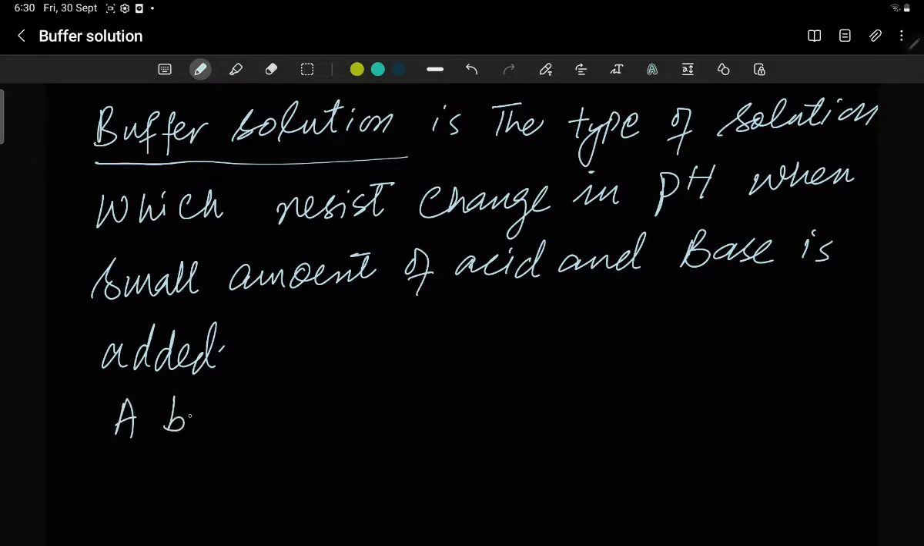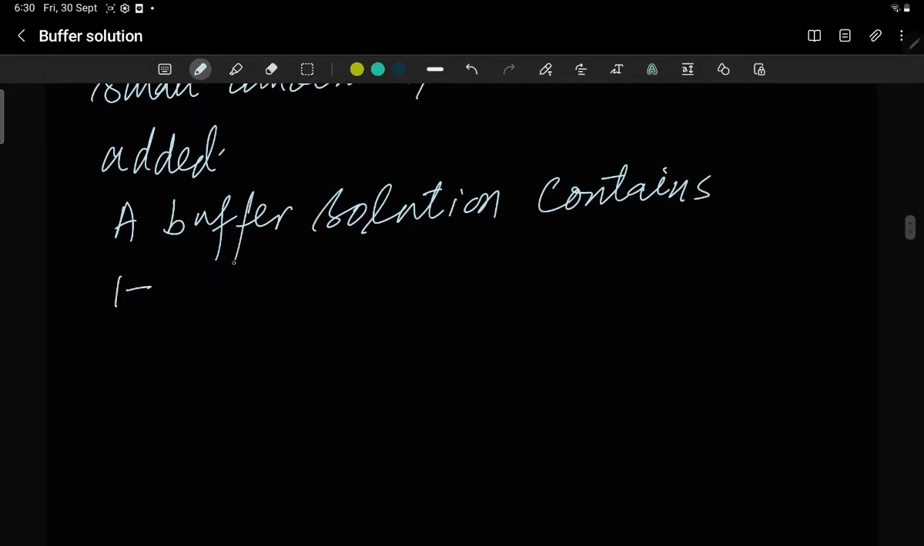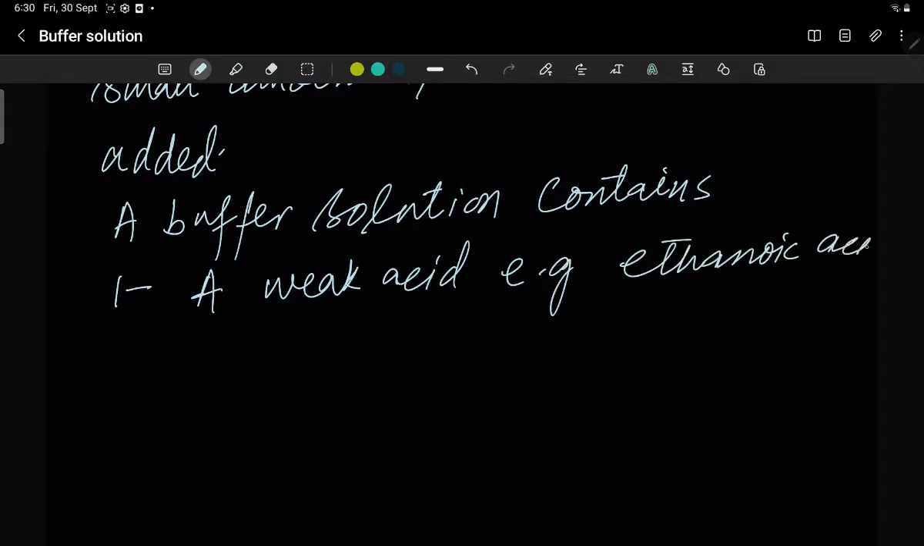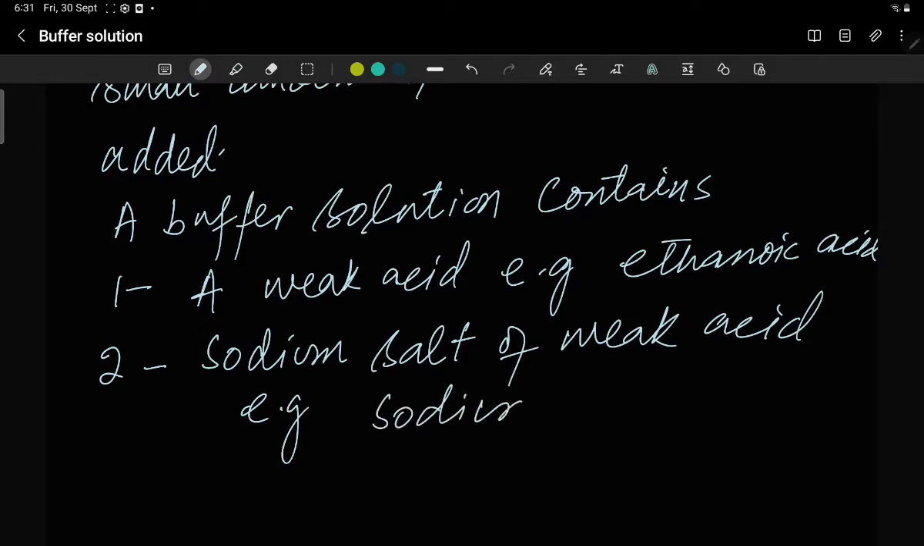A buffer solution contains number 1, a weak acid, for example ethanoic acid, number 2, sodium salt of weak acid, for example sodium ethanoate.